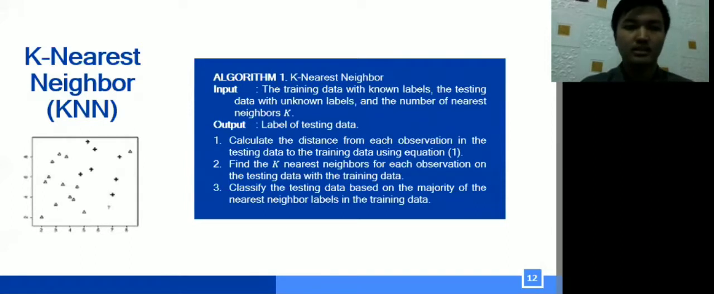This is an algorithm of KNN. The first step is we calculate the distance from each observation in the testing data to the training data using equation 1. And then we find the k nearest neighbors for each observation on the testing data with the training data. And then the last one, we classify the testing data based on the majority of the nearest neighbor labels in the training data.